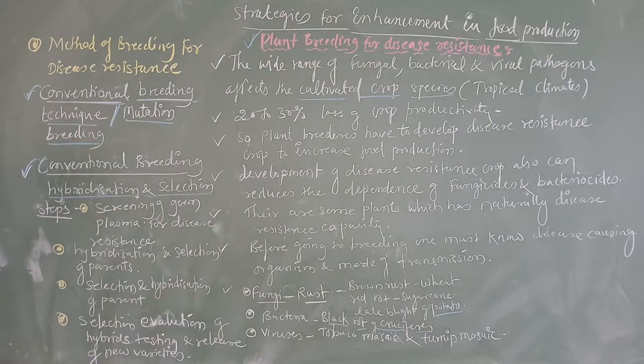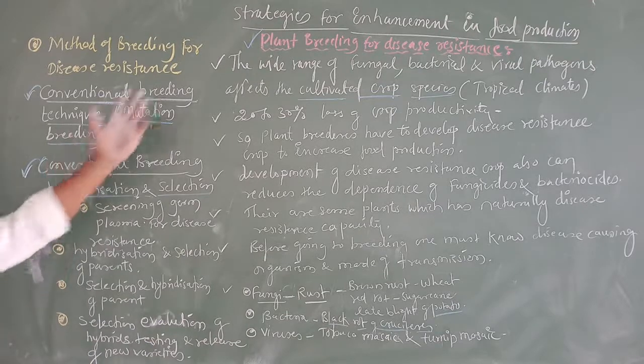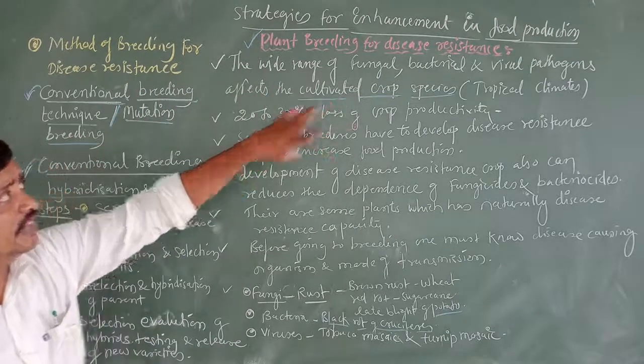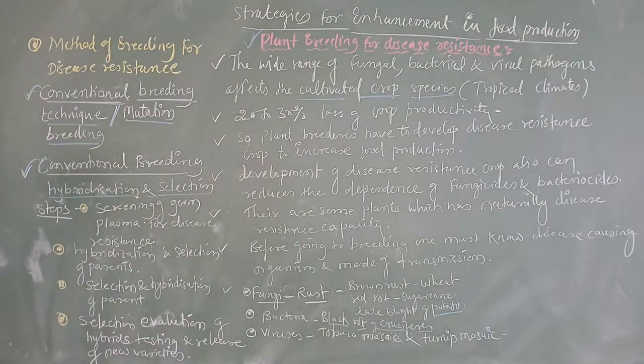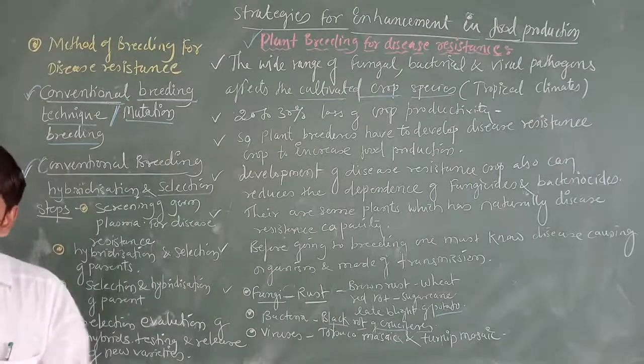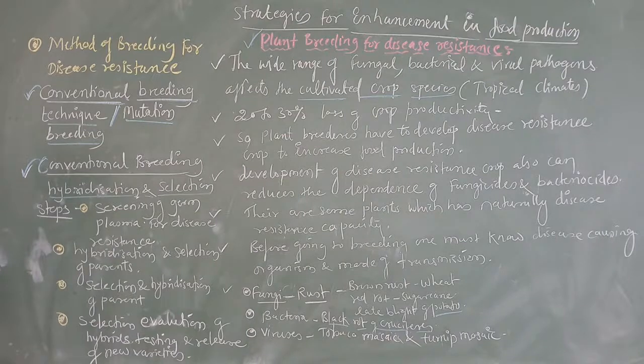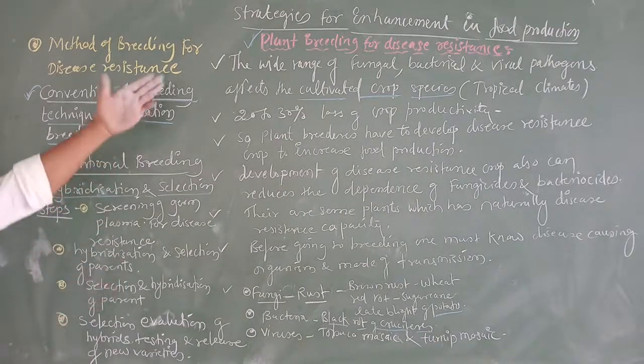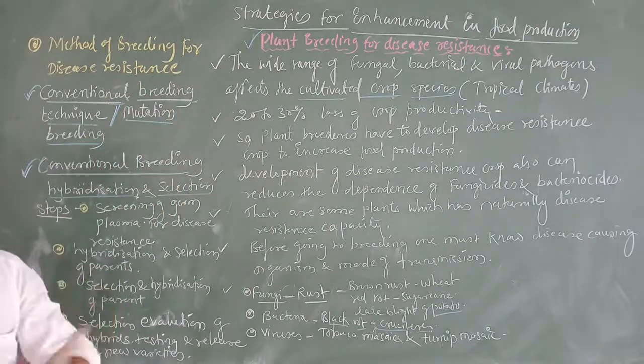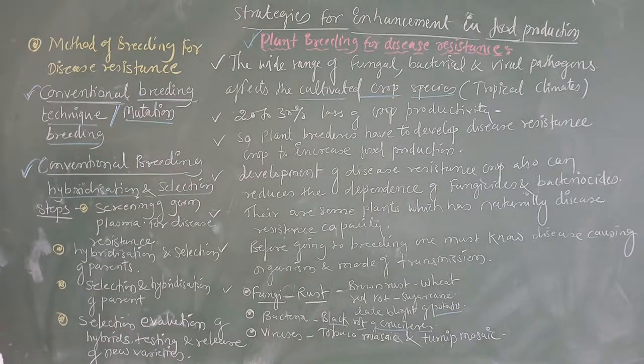In hybridization and selection, for plant breeding for disease resistance, what are the steps involved? They are similar to the steps you study in common plant breeding to increase productivity. Here you are going to follow a few steps that help in getting a disease resistance plant. Now, these are the steps involved in a conventional breeding technique.